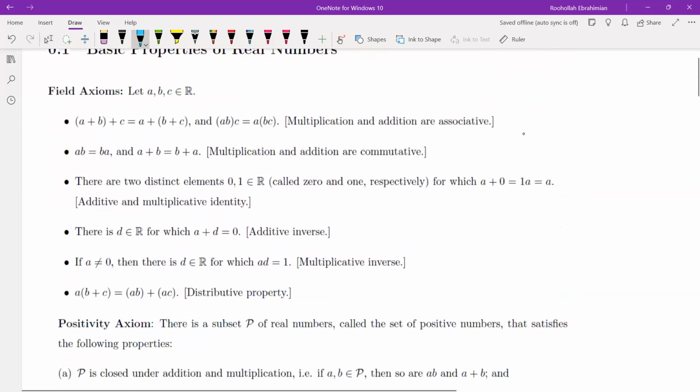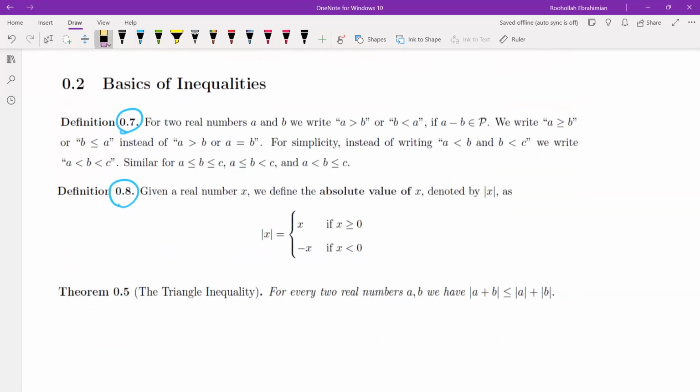But if you look at the digital notes that I have posted, you will see more definitions and a more complete discussion of everything that you need for this class. Some of them are more basic, so I have omitted them from these videos, like what are integers, what are natural numbers, and things of that sort. But we will go over the main ones.